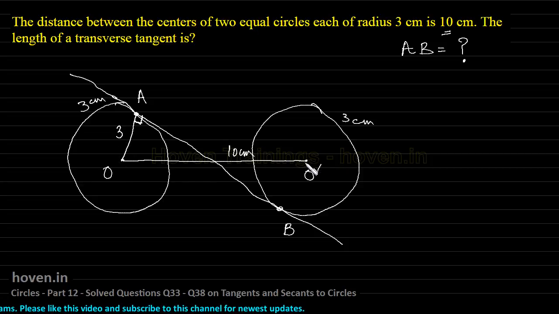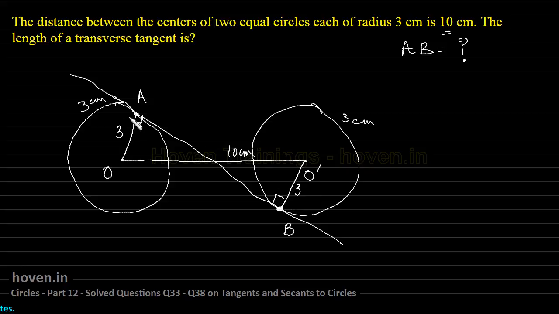Come here also, join O dash to B. The radius is perpendicular to the tangent. And this distance is 3. The radius of this is 3. The radius of this is also 3. So this is 3 and this is 3.